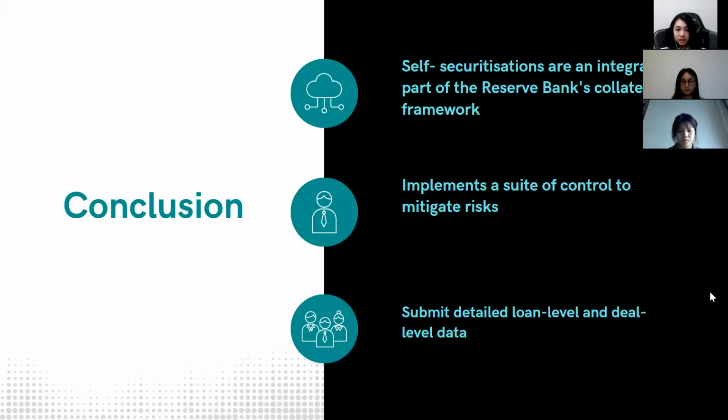In conclusion, self-securitizations are an essential part of the Reserve Bank's collateral framework. The Reserve Bank's commitment to accept these assets as collateral under its liquidity facilities is an effective way of enhancing overall financial system liquidity. The Reserve Bank implements a suite of controls to mitigate risk to its balance sheet arising from accepting self-securitizations as collateral. A significant component of the risk management process is the requirement by the Reserve Bank for issuers to submit detailed loan level and deal level data on a monthly basis.